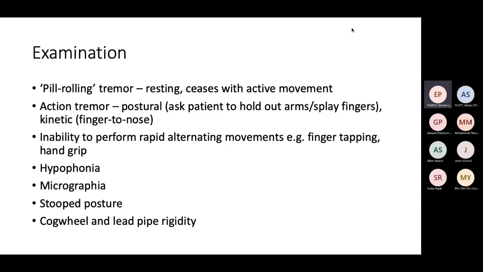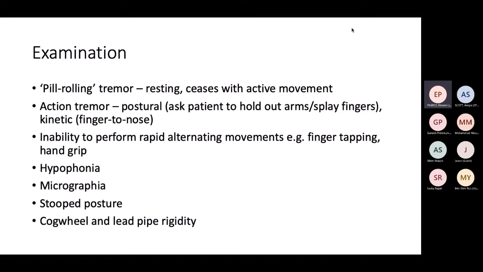Patients with Parkinson's, particularly in later stages of their condition, can also have action tremors, particularly if you ask them to hold out their arms and spread their fingers apart. And they can also have problems with past pointing. They're often unable to perform rapid alternating movements, so you can get the patient to tap their finger on their hand, and they'll often find that difficult. We've mentioned the quiet voice, the small writing. They often have quite a stooped posture, and you'll also get this cog wheel and lead pipe rigidity.